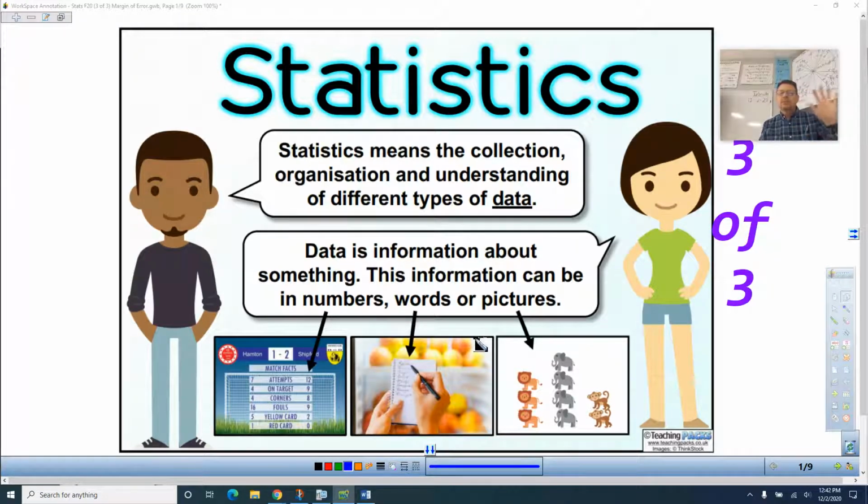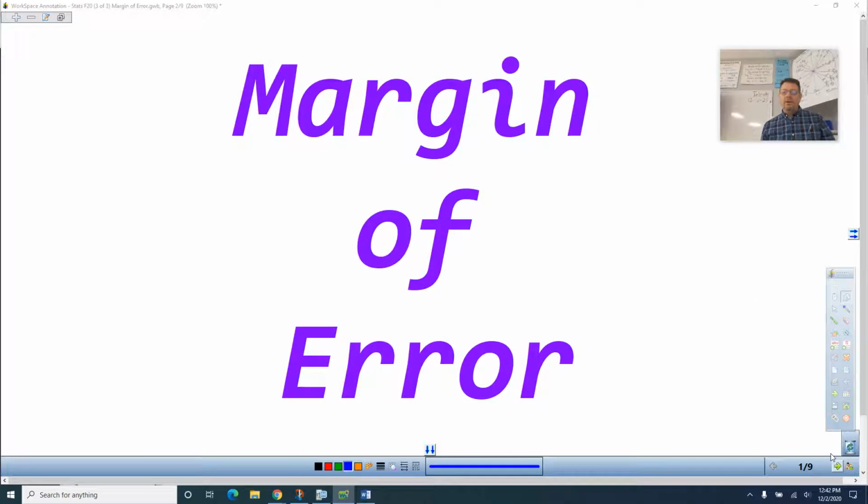Again, statistics is a means of collecting and organizing and understanding different types of data. And we did the types of sampling and the difference between an observation study and an experiment. And then we've talked about normal curves. And today we're going to talk about margin of error. Yes, indeed, margin of error.